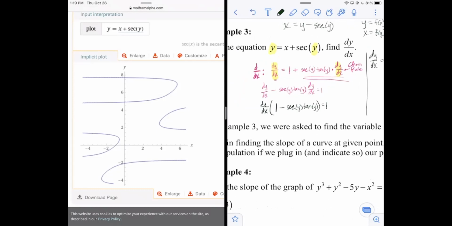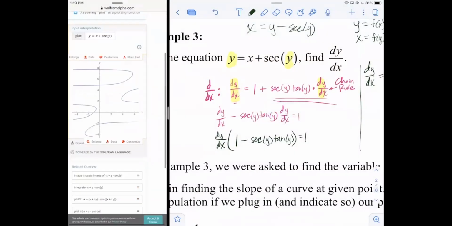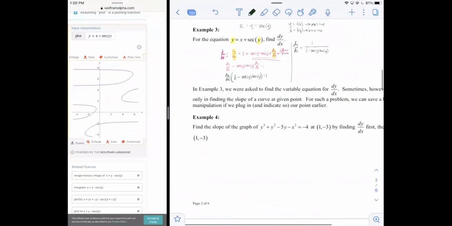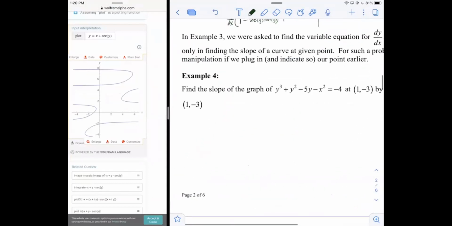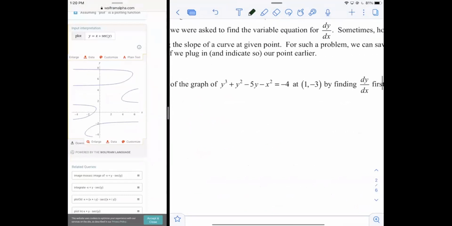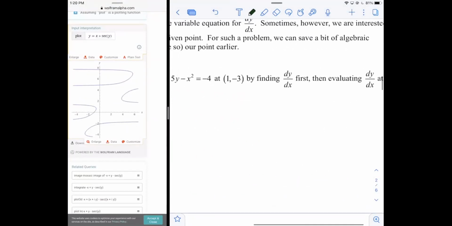What was really our second one? Good. Yeah. Okay. So there's Wolfram Alpha. I'm going to keep it open and shrink it. Okay. Let's move on to the next one. All right. Find the slope of the graph, blah, blah, blah, at (1, -3).